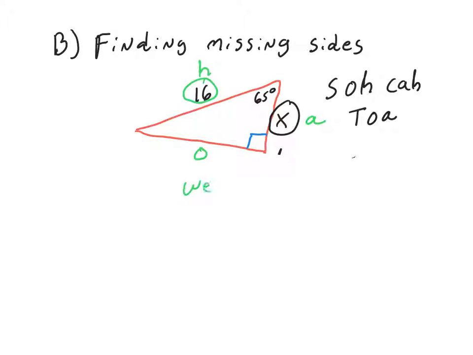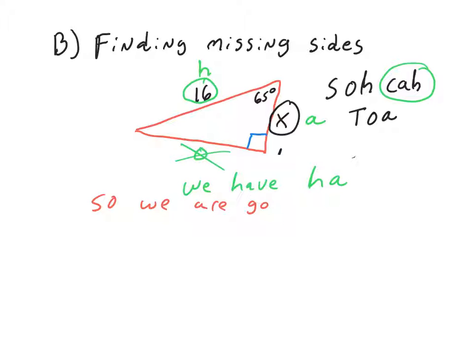We have the h and a. The o we don't care about, so we can just cross that out. We're going to look up here and see which one of our three has an h and an a. And that would be CAH. So cosine, adjacent over hypotenuse. So we're going to use cosine.